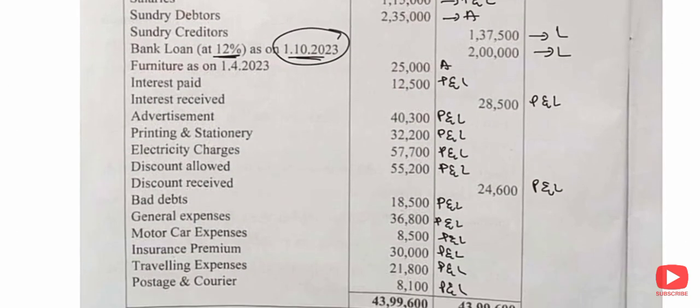And you can see your debtor here. Where is your debtor? Sundry debtor will become 2,35,000 minus 25,000. So your sundry debtor is 2,10,000. Sundry debtor decreases, sales increases. Sales will be subtracted from sales in your trading account.